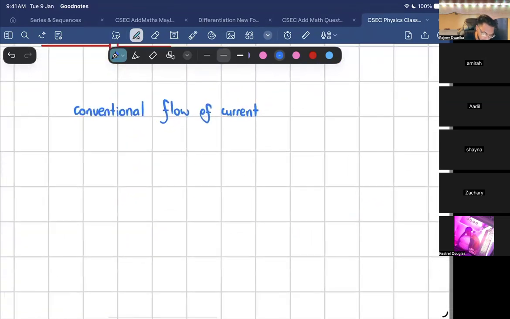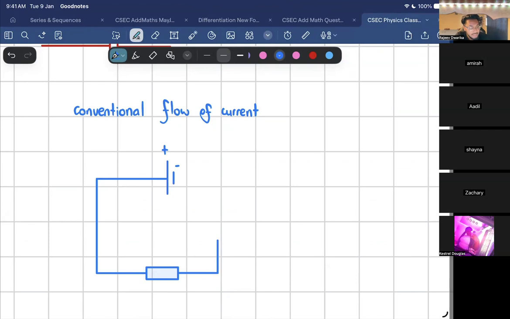So let me show you the conventional flow of current. I'm going to draw a battery here. What terminal is that? Positive. What kind of terminal is this? Negative. Right. Does anybody know what that rectangle represents in the circuit? That's a resistor. Yeah, that's a resistor, and a resistor impedes the flow of current.